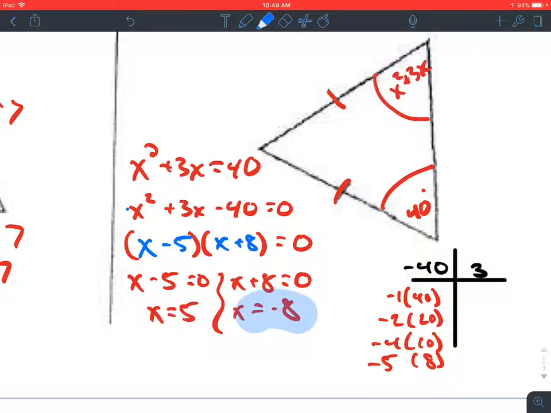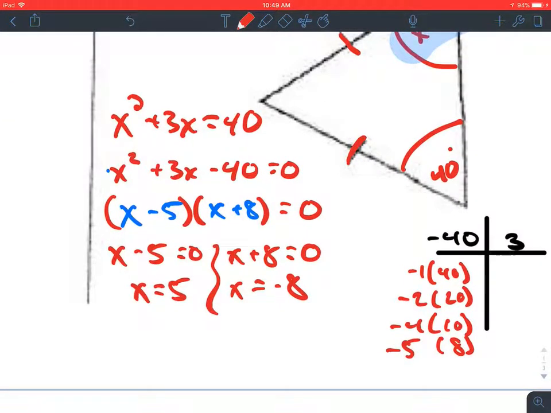Let's try this other one. A negative 8 squared is 64. 3 times negative 8 is negative 24. Subtract those, you're also going to get 40, so they both work. So our solution for this is x equals 5 and negative 8.